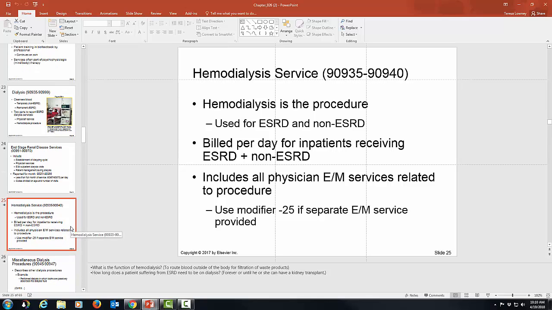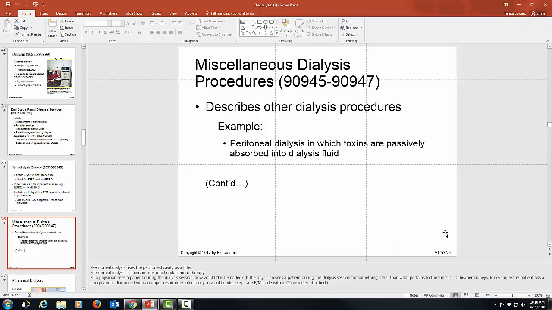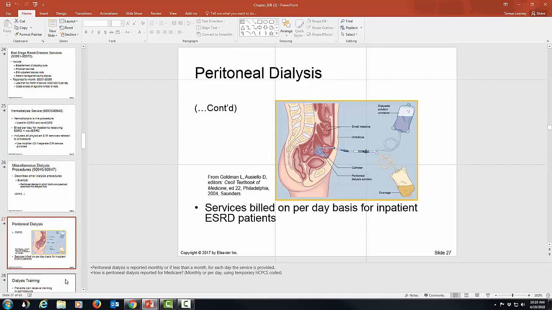It includes all the physician E&M services, so you're going to use that 25 modifier if there is a separate identifiable E&M service provided. Miscellaneous diagnosis procedures, just make sure to look at those. The peritoneal dialysis, in which the toxins are passively absorbed into the dialysis fluids. The doctor will only see the patient during the dialysis session. How would that code? Well, you want to make sure that you're appending that 25 modifier to your E&M code.